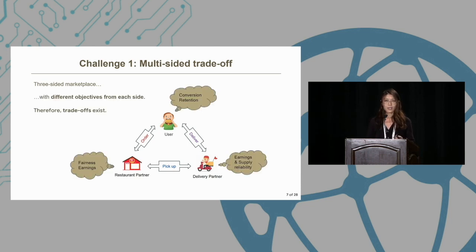But however, different sides may care about different objectives, and recommending in this context usually entails jointly optimizing multiple objectives that are potentially conflicting with each other. So in other words, trade-offs naturally exist. So this is the first challenge we're faced with.